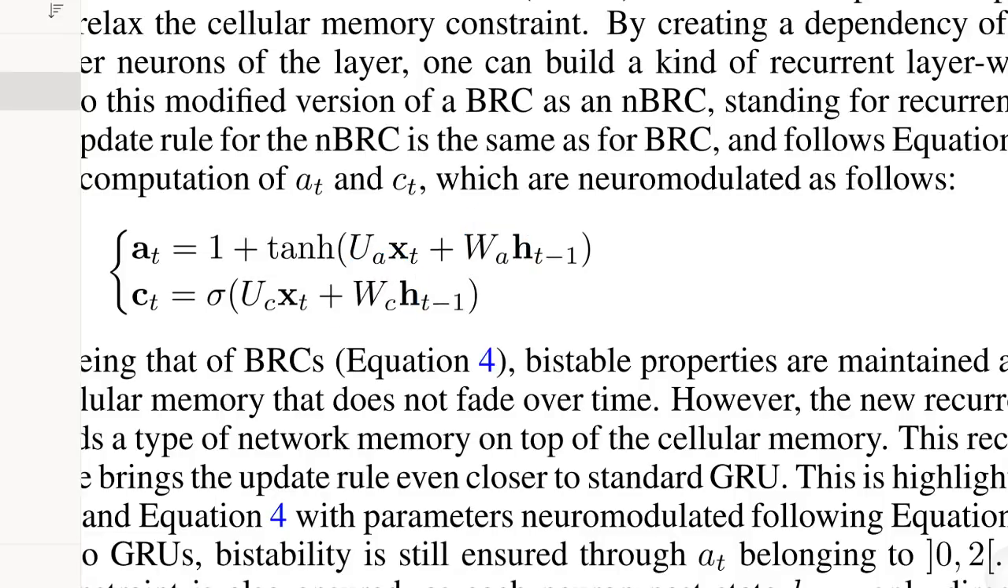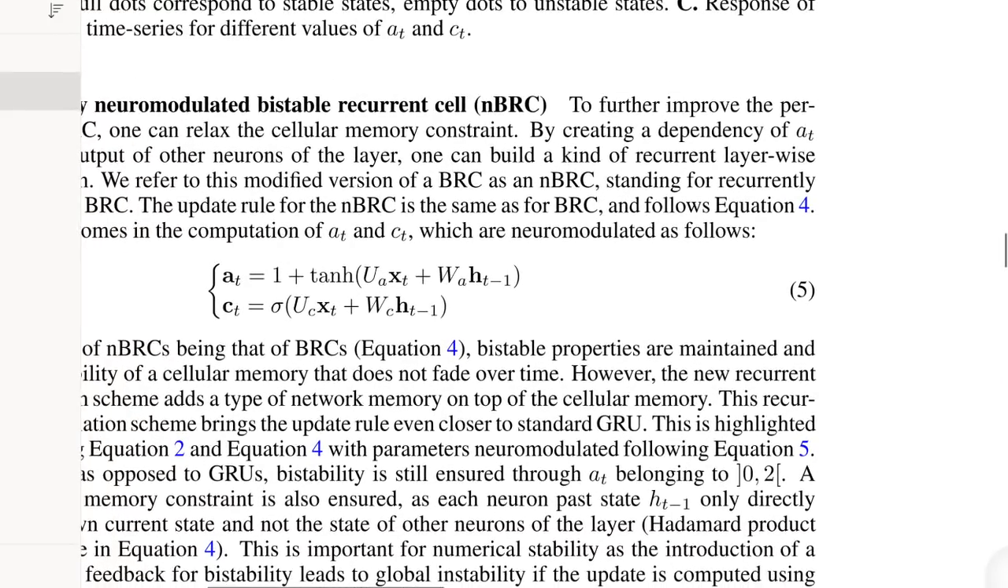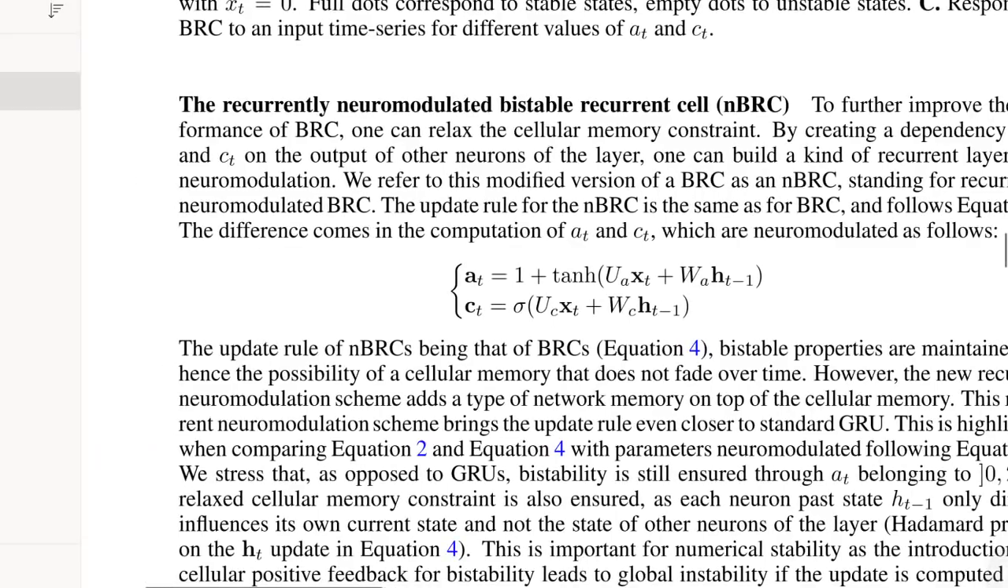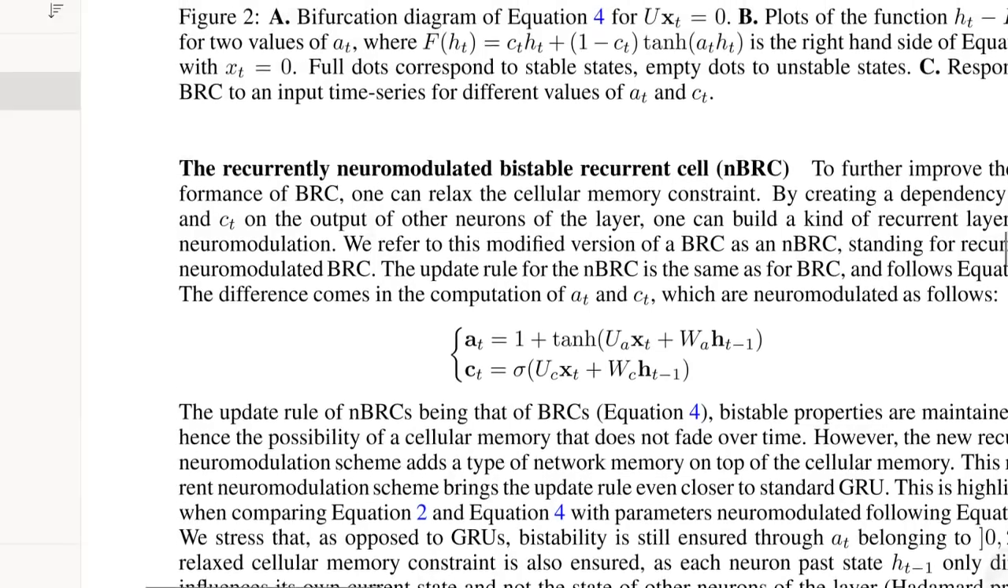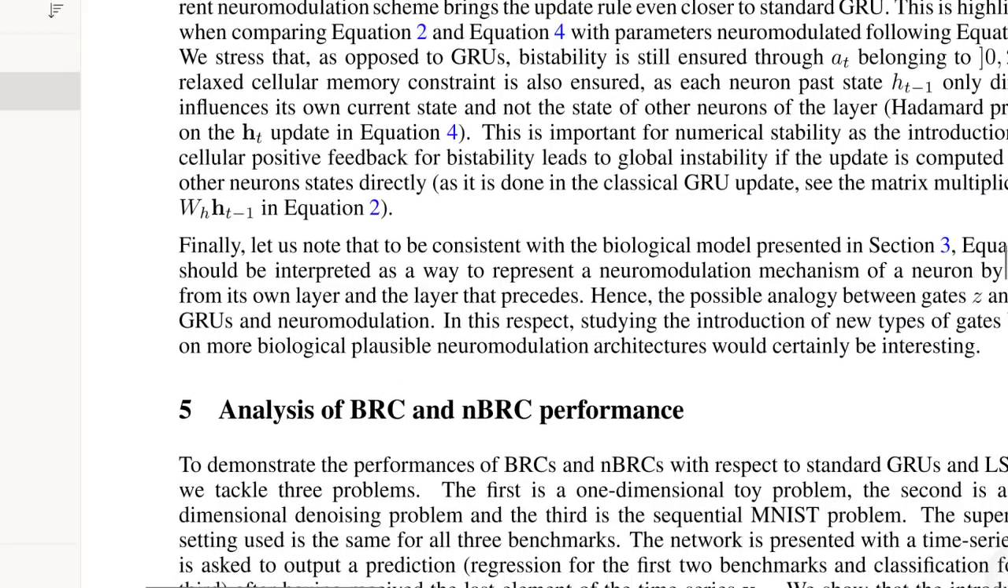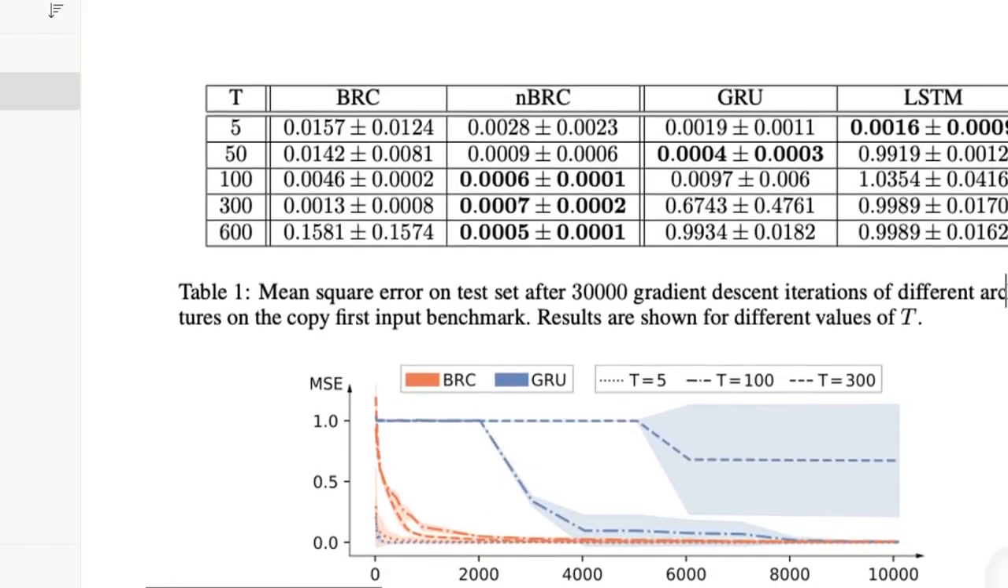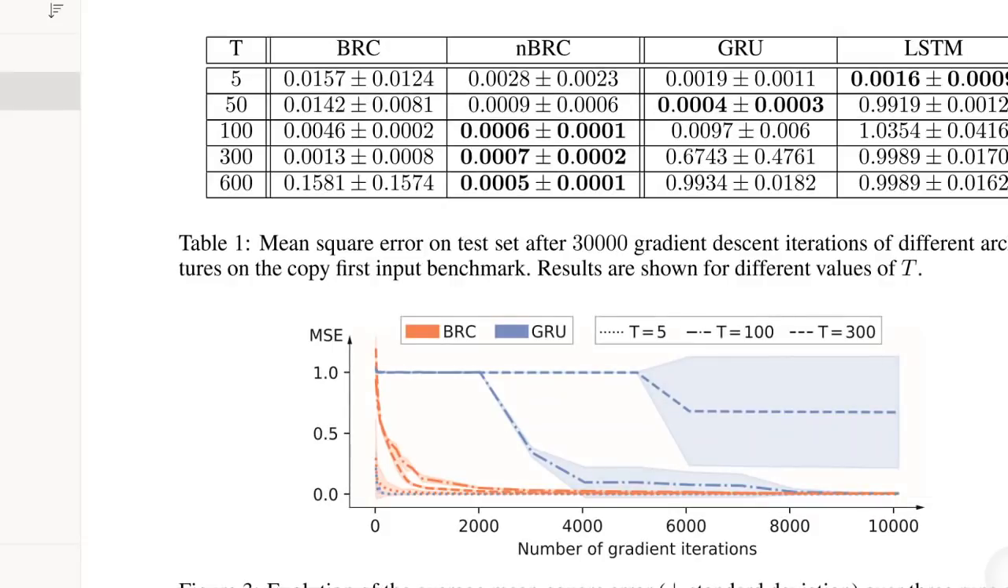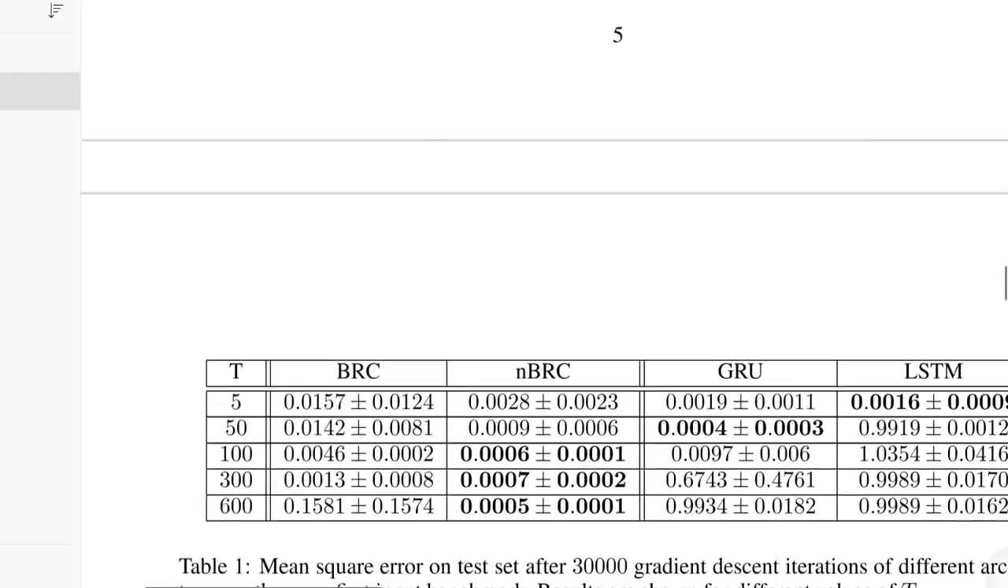And yeah, so now the only difference to the GRU is that here there was a sigmoid, and now it's a 1 plus tanh. Okay? I find this pretty cool. So now the only difference here is this property of bistability. This is the only difference. And now we can actually compare. So let's compare. They first do these benchmarks, which are pretty neat.